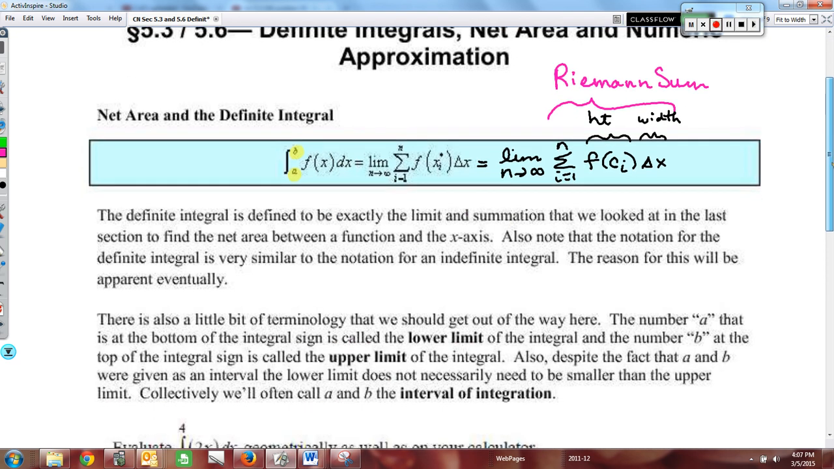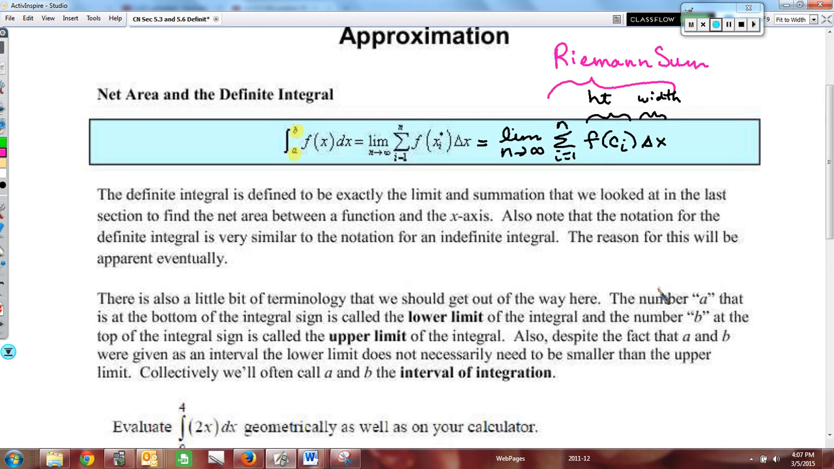A little notation before we move on to the first example. You will remember that when we were doing this problem, the a to b is setting your interval on f of x. So this was f of x for an interval of a to b. This a is going to be called the lower limit of the integral, and the b is going to be called the upper limit of the integral.